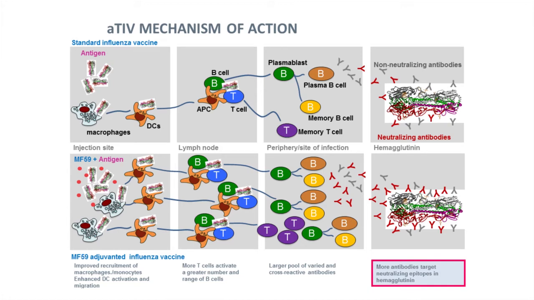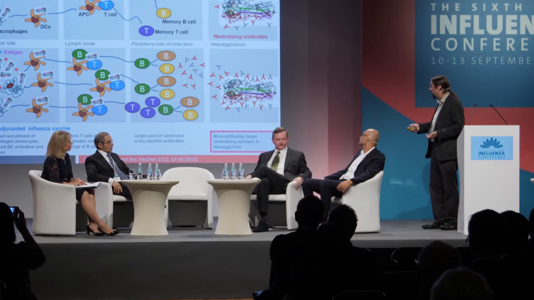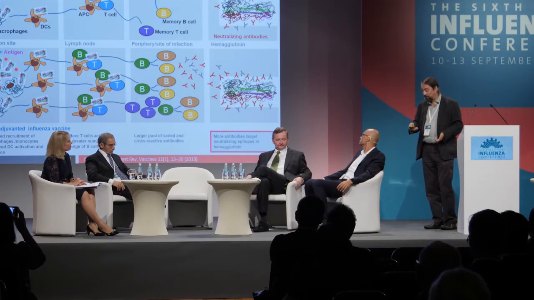Now, when you add MF59, the adjuvant produces a more pro-inflammatory effect, more stimulation of macrophages and antigen-presenting cells, which results at the end in more stimulation of more B cells, more B cell lineages, with more T cell help being generated, with production of more antibodies. But not only more antibodies against the same epitopes that the traditional non-adjuvanted vaccine induces, but some of these antibodies are now cross-reactive with drifted strains. That means more antibodies targeting neutralizing epitopes in hemagglutinin, and some of them may also cover some of the drifts that happen every year.